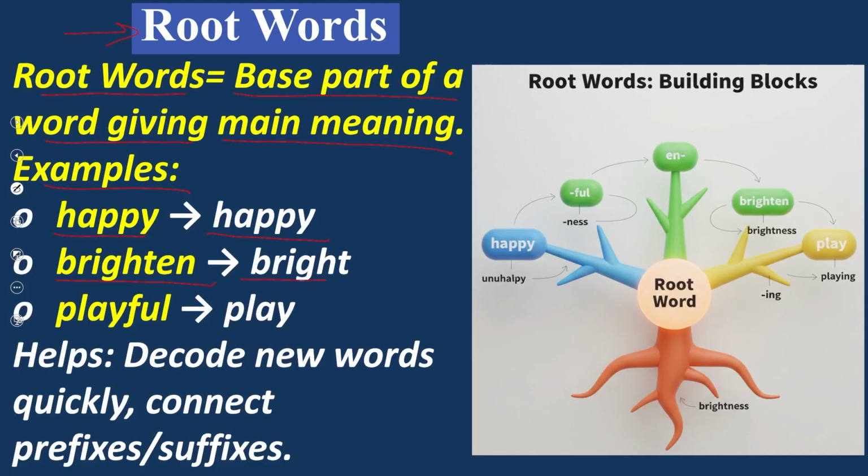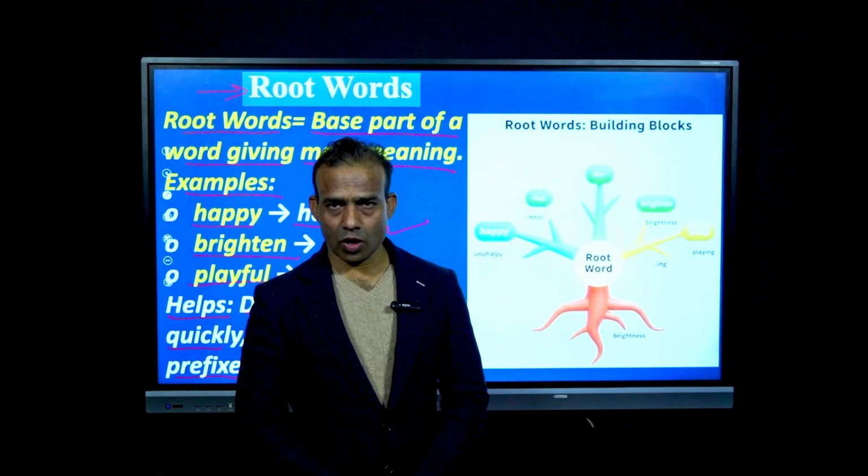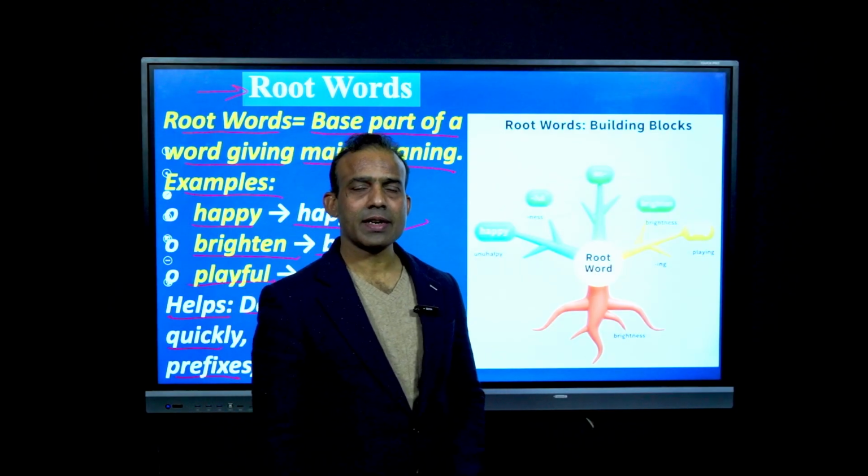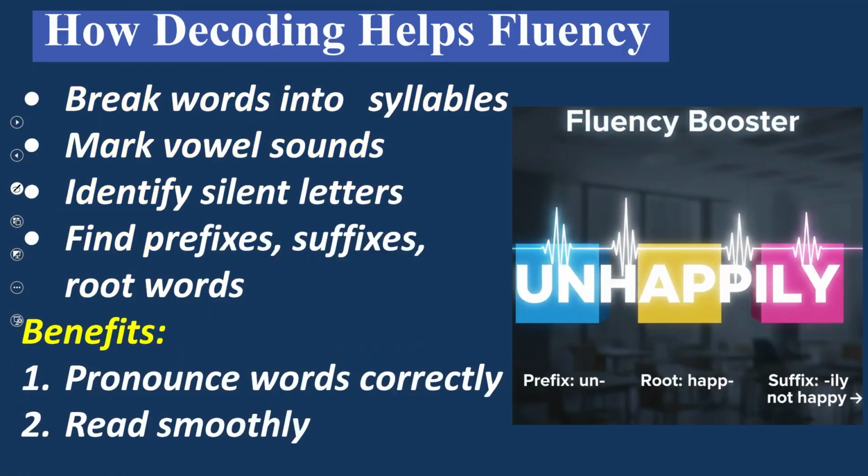In the word brighten, bright is the root word. In playful, the root word is play. Root words help decode new words quickly and connect prefixes and suffixes. So, dear students, this is all about the root word. Now, move to the next slide.